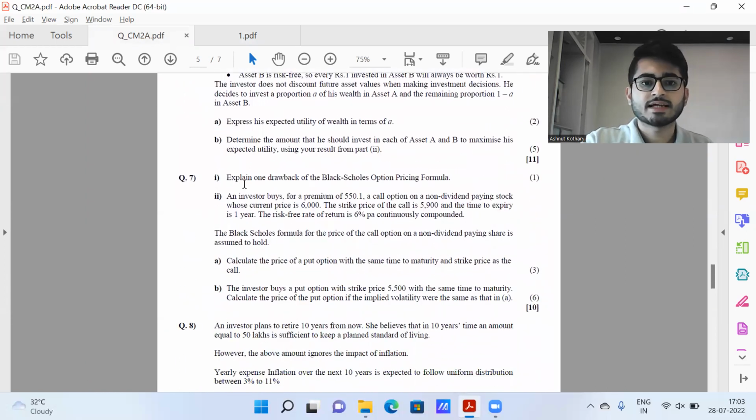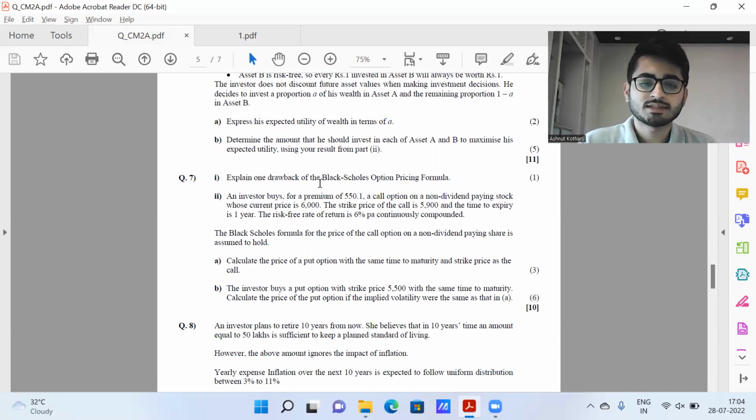Then question number 7, explain one drawback of the Black-Scholes option pricing formula. The model assumes that we have a constant volatility over the duration of the option, although this might not be true; this might change. Then you could also talk about assuming a constant dividend yield. Again, practically, for short period options, that is a fairly good assumption. Similarly, if we talk about the risk-free rate of interest, we assume it to be constant.